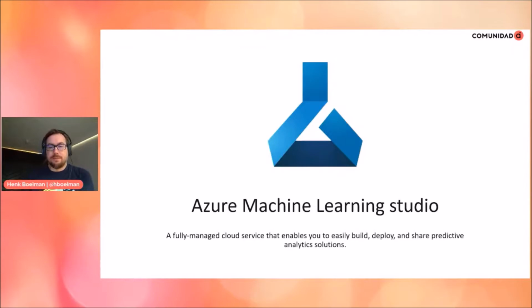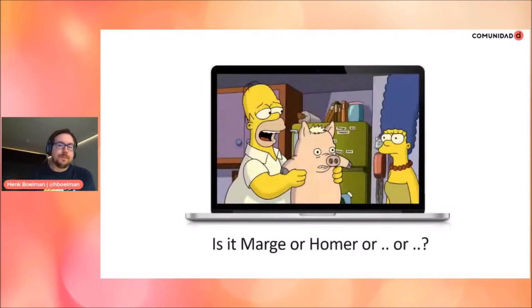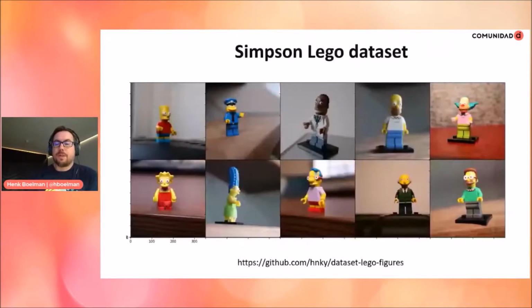And that is great. And today we're going to use my Simpsons dataset to answer the question, is it Marge, Homer, Bart, or Lisa? You can find this dataset on my GitHub, github.com/henky/dataset-lego-figures. It consists of 10 different Simpsons characters, and every character has around 50 images. So our dataset is not that large.